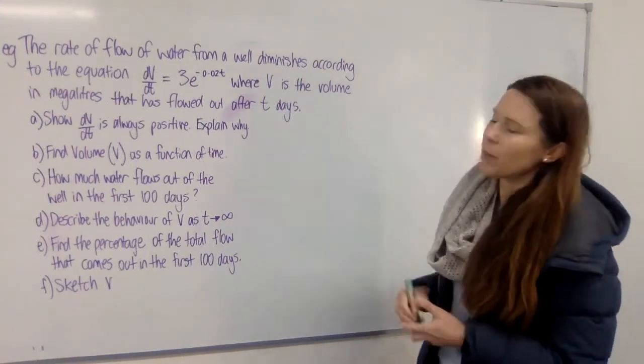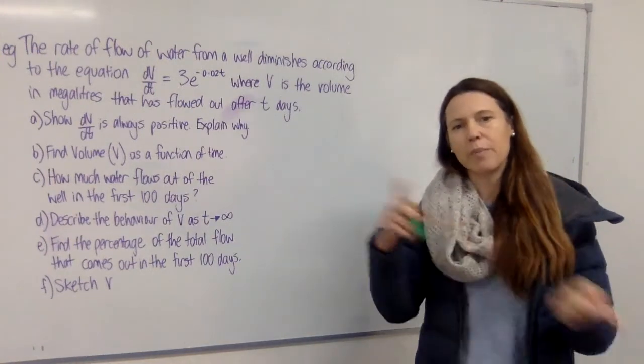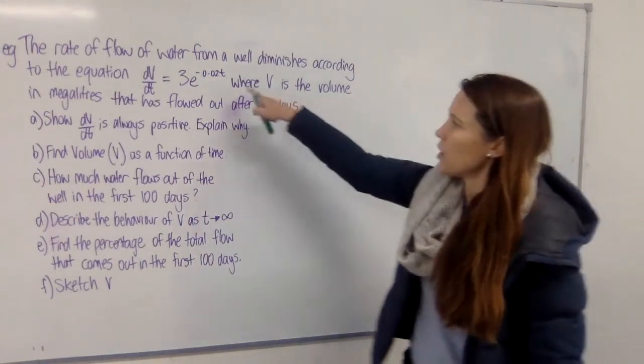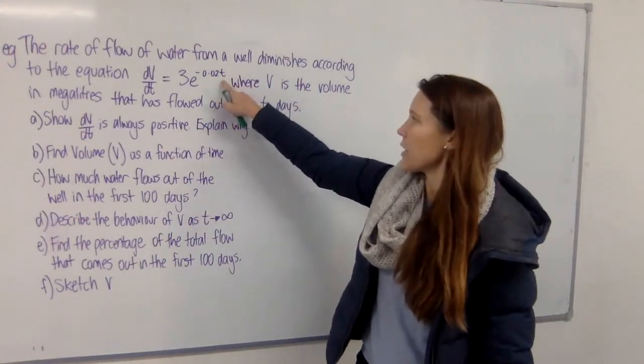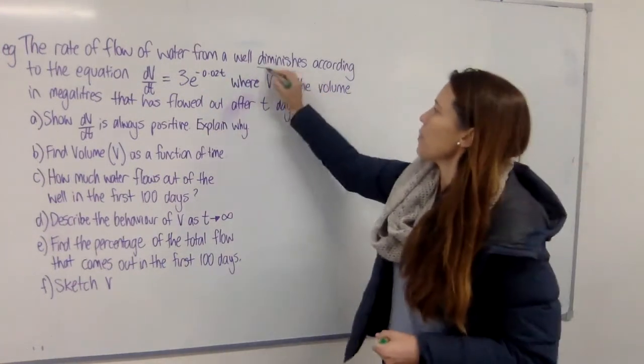Well, let's just think about the context of this question. We've got water flowing out of a well. It's not going to go back upstream and into the well, it's flowing out with gravity. And time is always positive, so T has to be positive here. We also need to read this part.